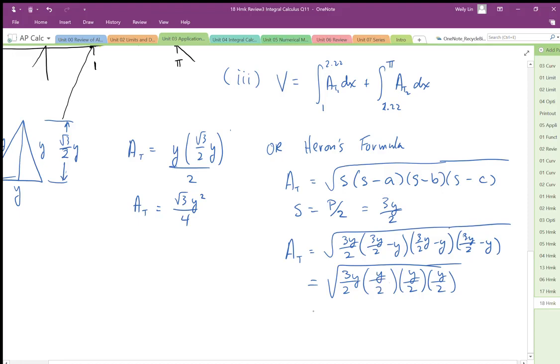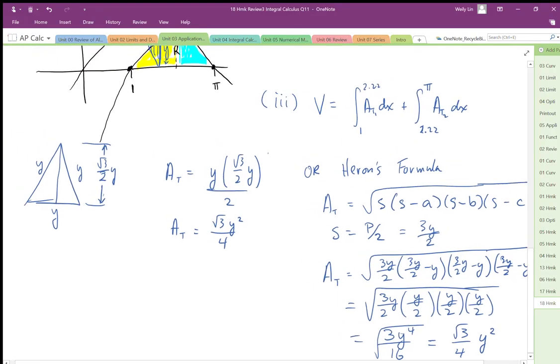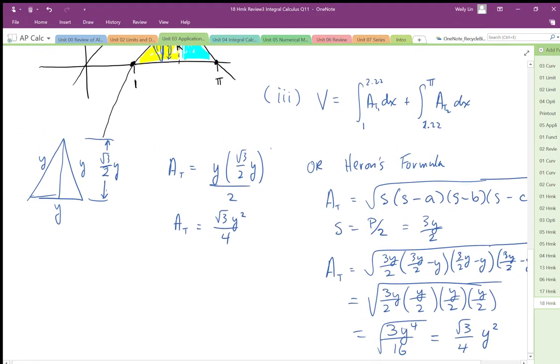Simplifying this further, I end up with the square root of 3y to the power 4 over 16. When I square root that, I get root 3 over 4, and square rooting y to the 4, I get y squared. So I end up with the exact same equation. Regardless of whether I use Heron's formula or just use a triangle here, we get the same area.